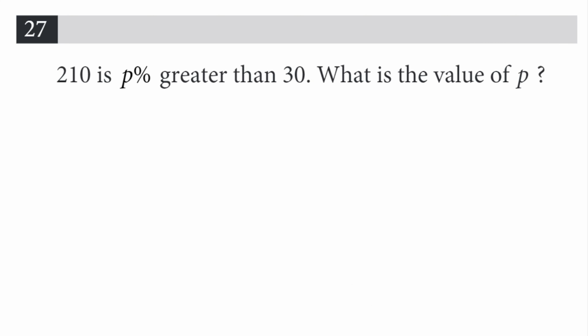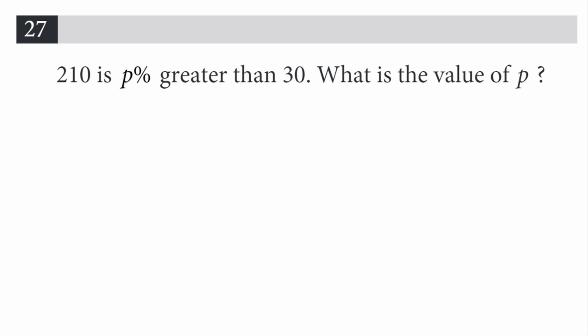Alright, then I have the second example here. 210 is p% greater than 30. What is the value of p? Now the important thing to notice here is that it says it's p% greater than 30. So we're starting off with 30, then we multiply it by some percent, and we end up with 210. So if we plug it into the equations we've been using, 30 would be our original value, and 210 would be our new value.